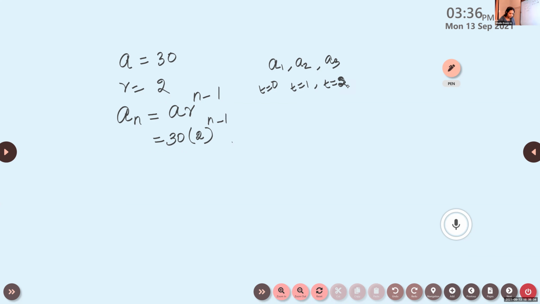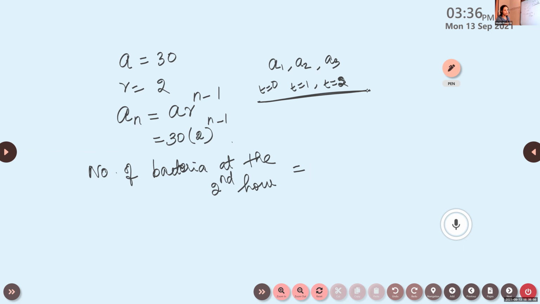Now what is asked here? We are asked to find number of bacteria present at the end of second hour. So what will be the answer? That means what you have to find? At the end of second hour means, is it A2? That is why I insist this. Is it A2? At the end of second hour means it will be same as the third term. It is not the second term. It is the third term. So it is A3, Shabarinath.